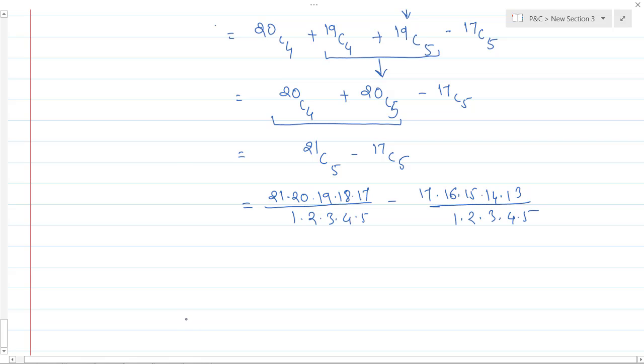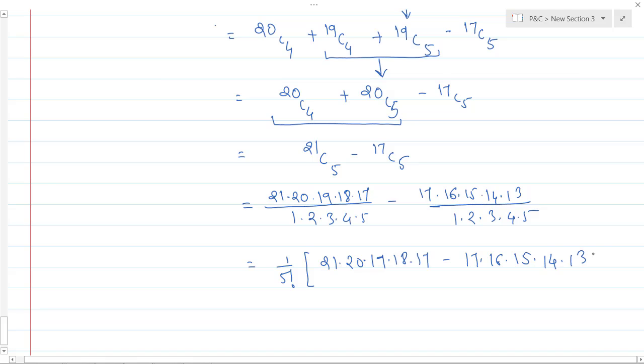Okay, don't cancel out anything, because we can easily take out this denominator. So it is 1 by 5 factorial, the denominator is common, into 21, 20, 19, 18, 17. So you can keep this calculation as it is.